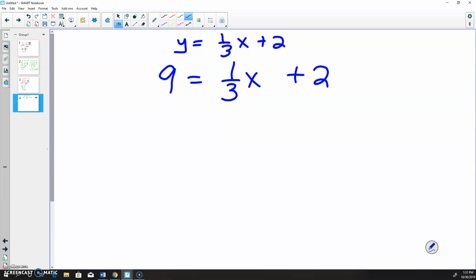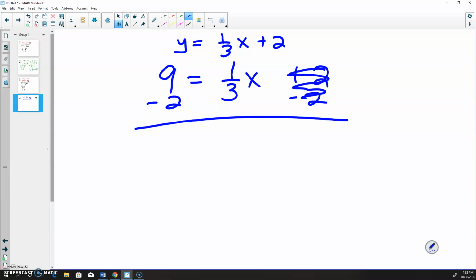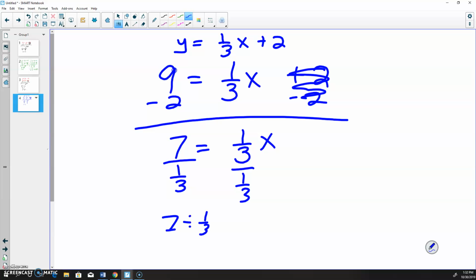Okay, so what's my first step? Subtract 2. Good. So now you're left with 7 equals 1/3 times x. Okay, I can divide. Landon said divide because that's times, right? I can divide and do 7 divided by 1/3. When you divide, what do you have to do? Keep, change, flip. Keep, change divide to times, and flip. So you get 21 over 1, which is 21, right?